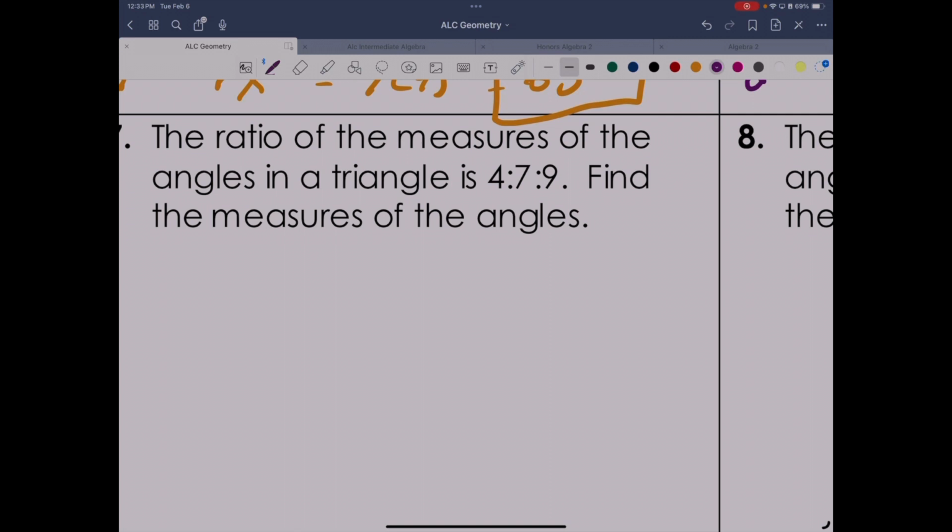Number 7 says the ratio of the measures of the angles of a triangle is 4 to 7 to 9. It says find the measures of the angles. So if we look at a picture of this, that angle is 4x, this angle is 7x, and this angle is 9x. That's their ratio.